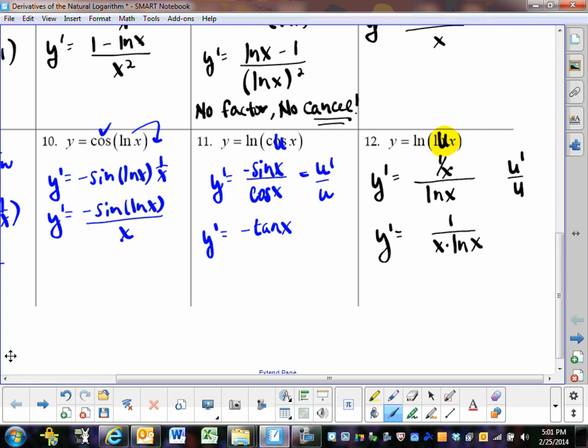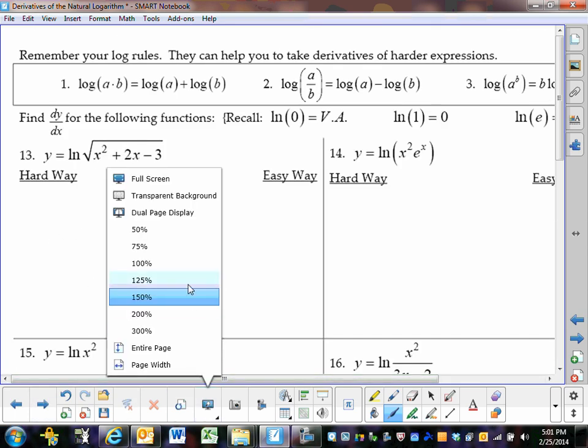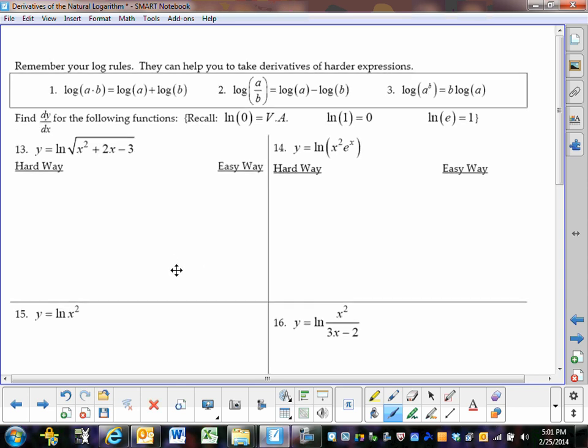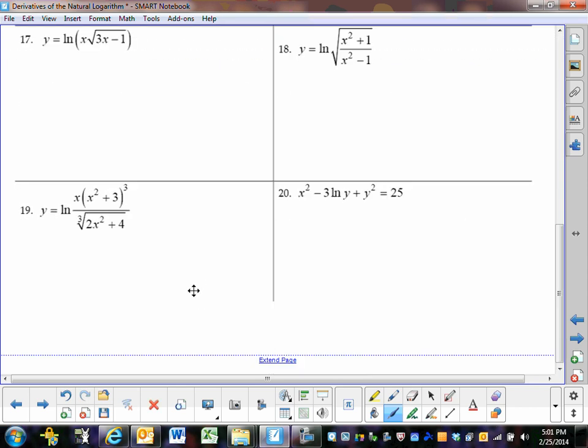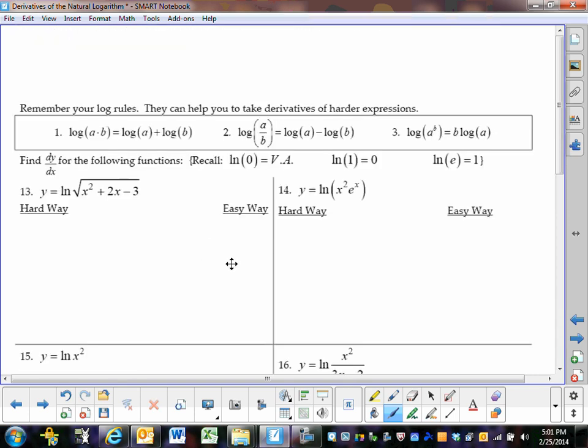Now, more people miss this type of question than any of the others because the natural log has the natural log inside. But remember, this is really just our u. So the derivative is u prime over u. So the u goes on bottom, natural log of x, and the derivative of u, 1 over x, goes on top. So simplified out, this would be 1 over x times natural log of x.